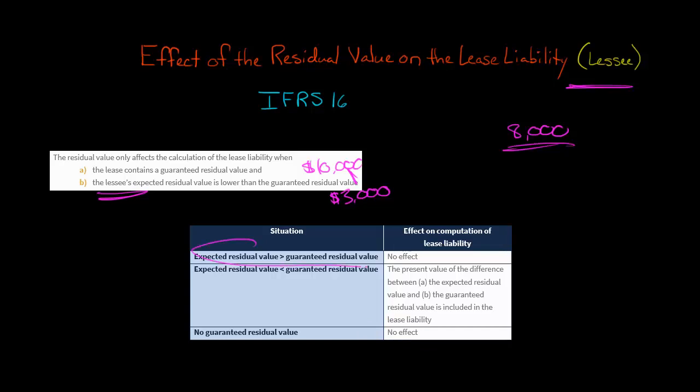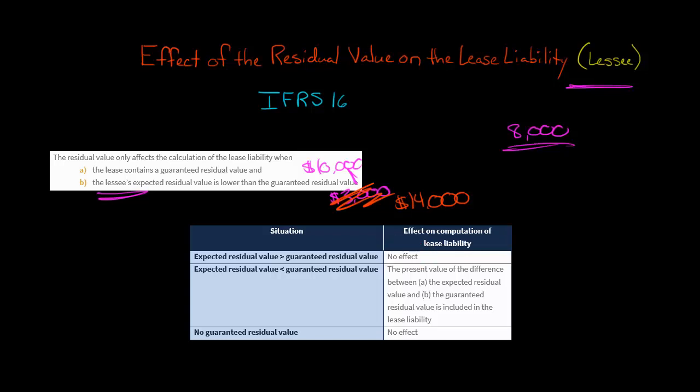If the expected residual value is higher than the guaranteed residual value, so in this case it is lower, but what if it was higher? What if it was, instead of 3,000, it was 14,000? Then this is not going to affect the lease liability because the lessee is thinking, look, I guaranteed 10. I think it's going to be worth 14, so I'm not going to owe the lessor any money. So that's why there's no effect there, okay?